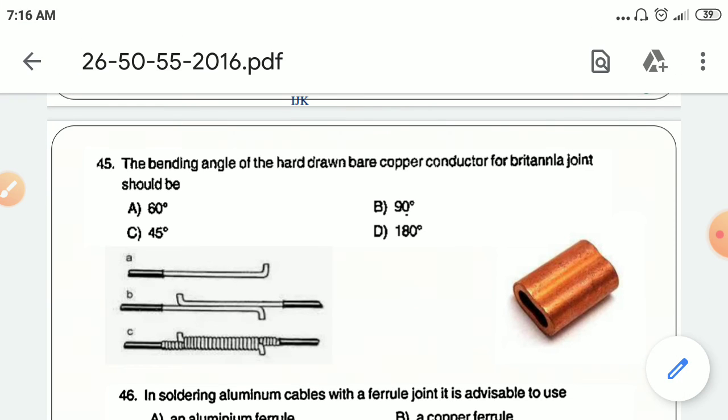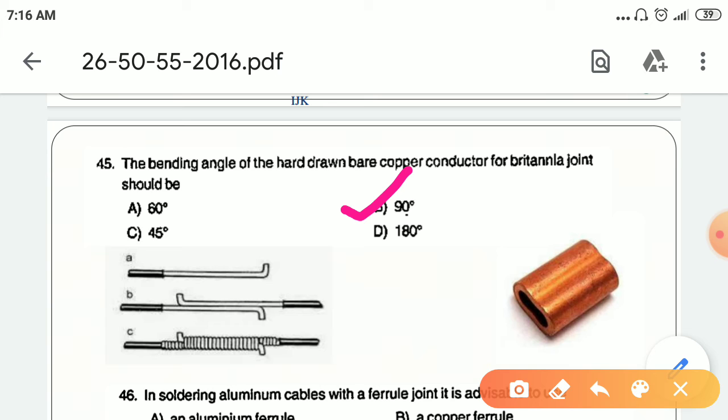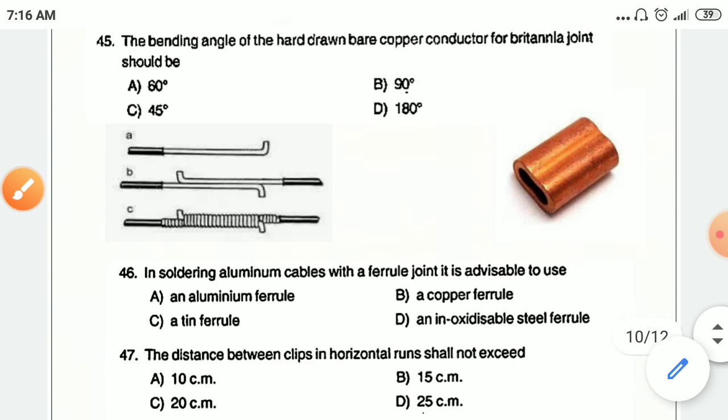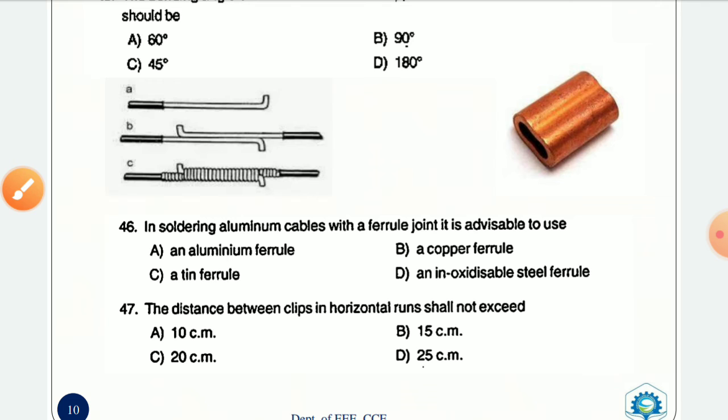Question number 45. The bending angle of hard drawn bare copper conductor for Britannia joint should be. So we know that the Britannia joint, I have given a figure here to identify the Britannia joint, and from the figure itself we can identify that the angle should be 90 degree. So the answer for question number 45 is option B, that is 90 degree. Let's move on to the next question, question number 46.